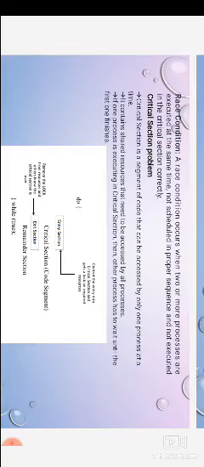Then, race condition. A race condition occurs when two or more processes are executed at the same time, not scheduled in proper sequence, and not executed in the critical section correctly.